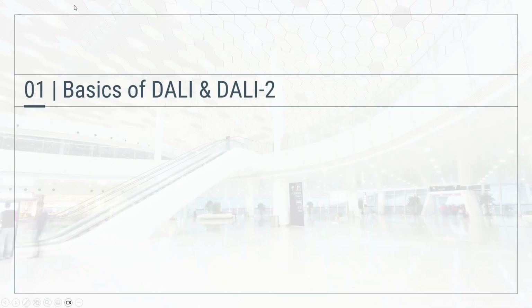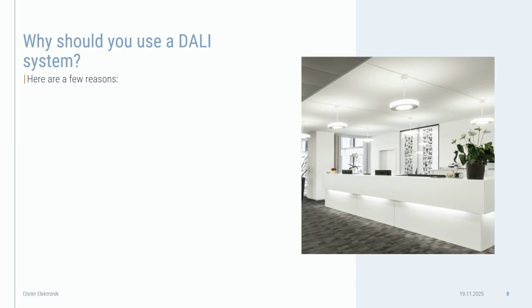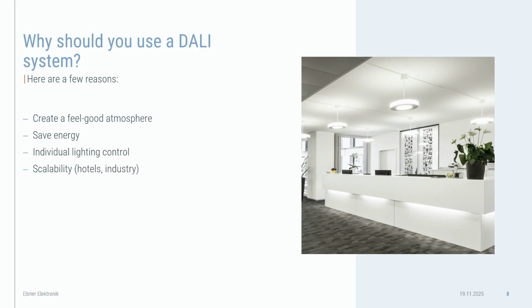So now we would like to inform you about the basics of DALI, including DALI 1 and DALI 2, which is the next step in DALI. So why should you use a DALI system? DALI gives you several key benefits for modern lighting. First, it helps create a comfortable and pleasant atmosphere through precise dimming and smooth lighting scenes. And second, it reduces energy consumption by using features like constant light control and presence detection.